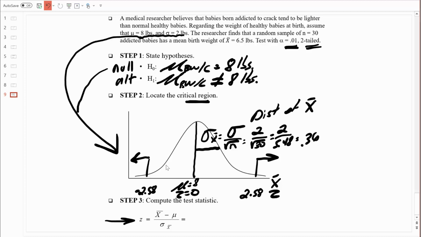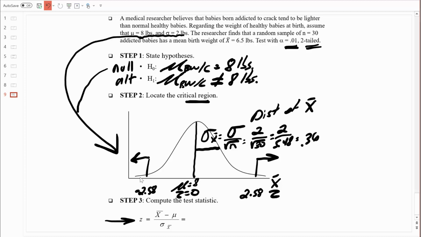In other words, is it the type of sample mean that we would expect to find just due to sampling error, just by chance? Or is 6.5 pounds going to be in this little region right here? One of the sample means that is very unlikely to be found just due to sampling error, just due to chance. Well, there's only one way to know for sure, and that is to transform 6.5 pounds into a z-score.